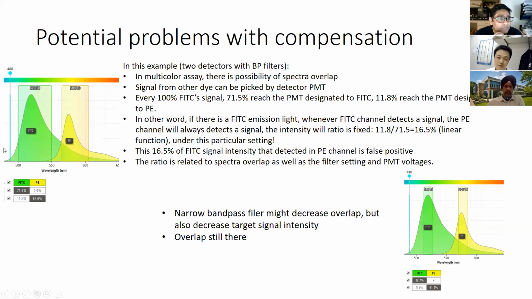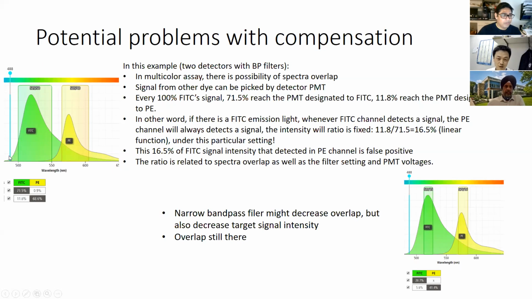This figure is what we call a spectrum. The x axis is the wavelength. The y axis represents the relative intensity of the light. So 488 is the wavelength of a popular blue laser. Both FITC and PE can be excited by this blue laser.